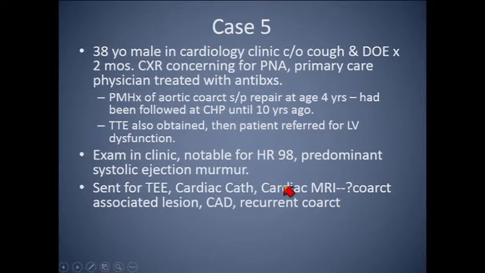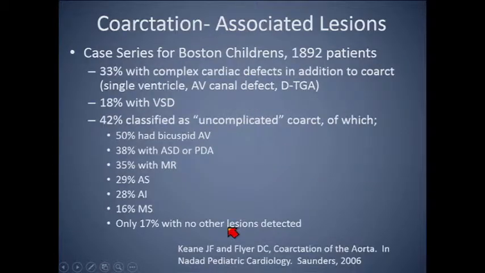In clinic, his exam was notable for being tachycardic and having a prominent systolic ejection murmur with a late diastolic component. So he was basically booked for 3 studies, we didn't do them at the same time: TEE, cardiac cath, and cardiac MR. Question, does he have a coarct-associated lesion? Does he have coronary artery disease causing his new onset CHF? Or does he have a recurrent coarct?